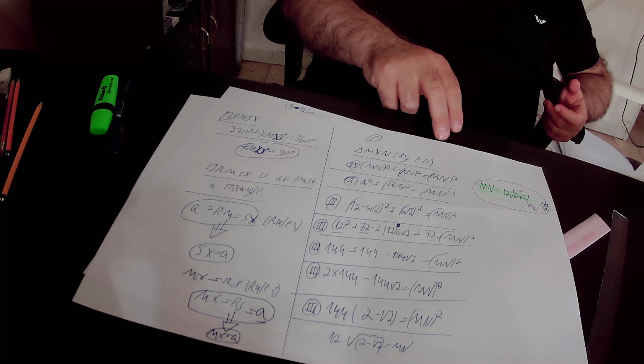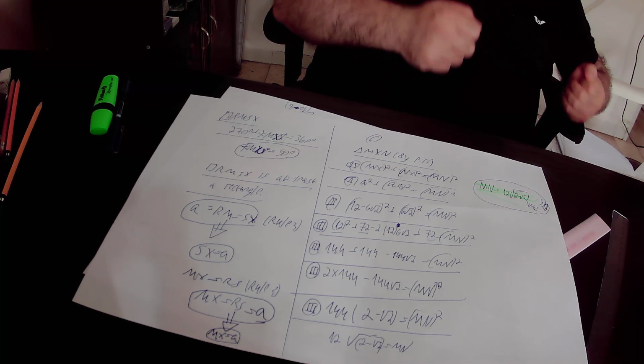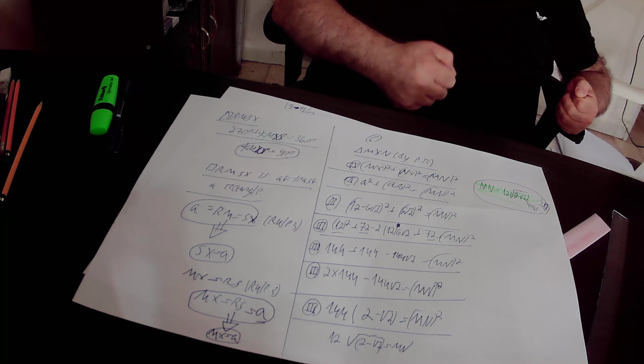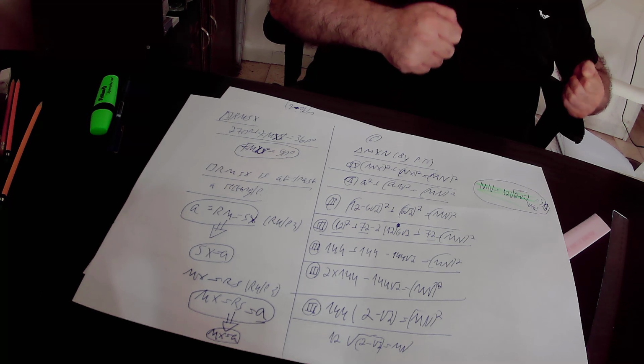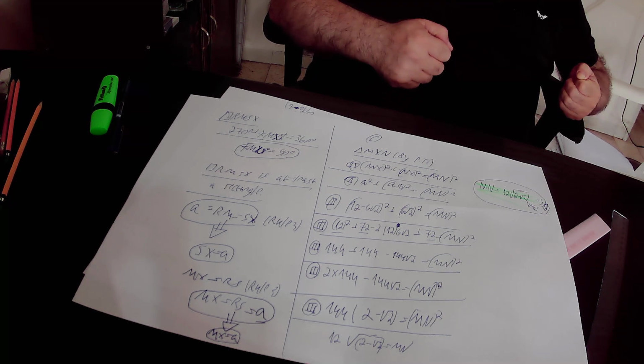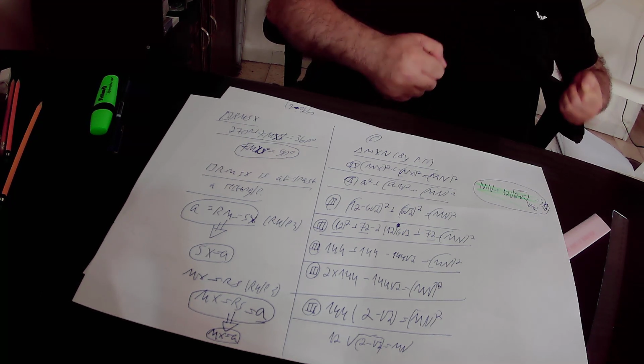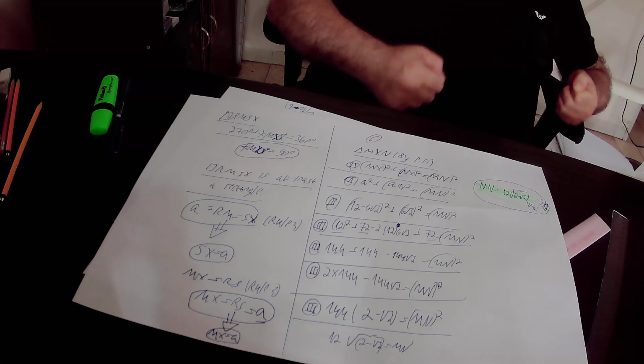I repeat again, MN, that is the distance between the center of the semicircle and the center of the circle, is equal to 12 times the square root of (2 minus square root of 2) units, or in terms of numbers, it equals 9.18 units.